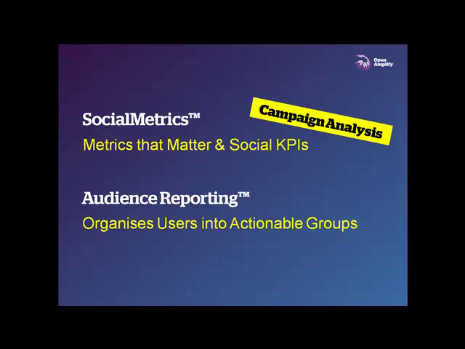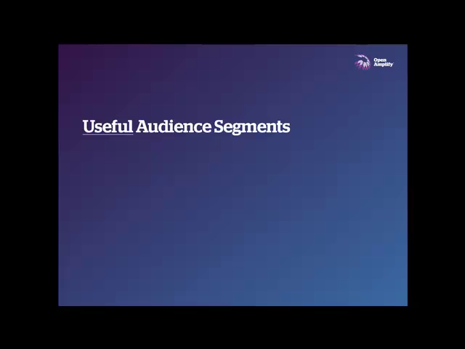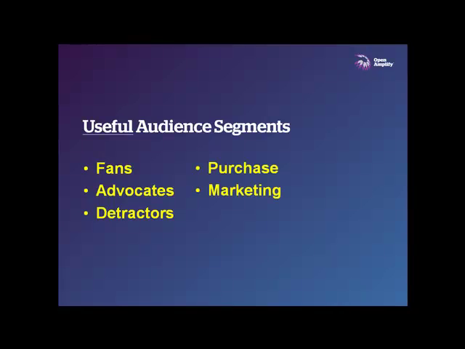This is different to social metrics in that with audience reporting, we're looking at the conversation to organize users into actionable groups. And this is proving to be a big hit in one-to-one marketing. So what do we mean by useful audience segments? Well, it's pretty easy. We analyze the conversation and look for people that fall into different segments based on how they're engaging. So we find fans, advocates, detractors. We look for people who are talking about buying products, and people in the so-called marketing funnel. By analyzing the entire conversation, we can automatically segment these groups, and that's proving to be very useful, especially as the social conversation grows.